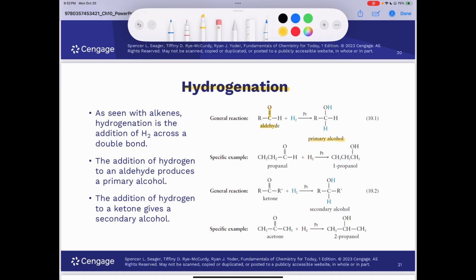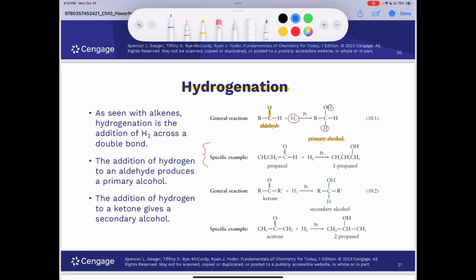Now you remember that reduction is the addition of hydrogen, right? So you can see this is a reduction because we're adding hydrogen, but we call it a hydrogenation reaction. And you can see that of these two hydrogens, one ends up on the carbon that was the carbonyl carbon, and the other one ends up on the oxygen that was the carbonyl oxygen. So again, aldehyde gives you a primary alcohol. And you see an example here with propanal being reduced to 1-propanol.